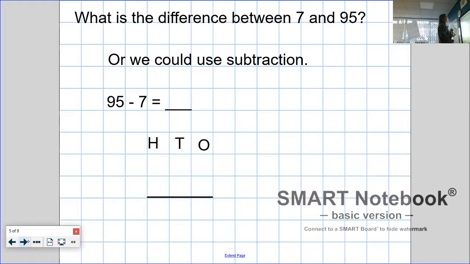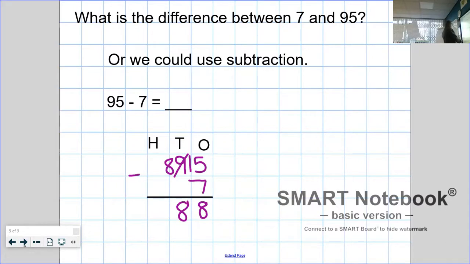What's the difference between 7 and 95? So 95 take away 7. Let's see if it gives us the same answer as the number line. So we have 95 take away 7. Okay, well, this is nice and easy. Look, 5 take away 7 can't do. Following on from our learning from last week, I've got 8 tens now and 15 ones. 15 take away 7 is 8. And then I've got 8 tens. Oh, look, 88. It was the same.